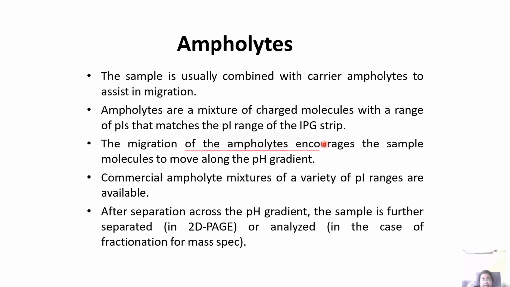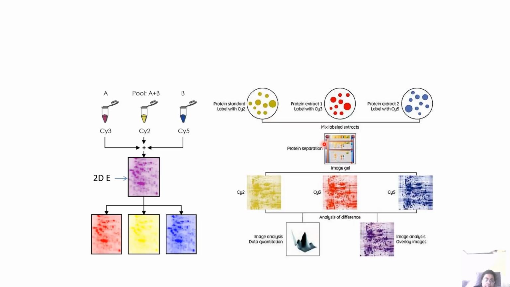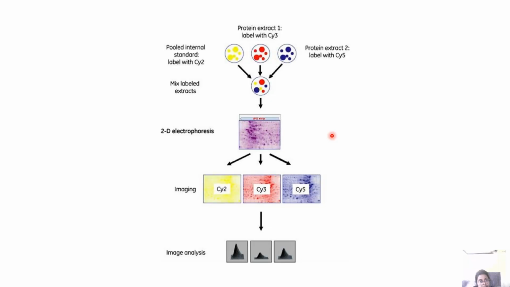After separation across the pH gradient, the sample is further separated in 2D PAGE or analyzed in the case of fractionation or mass spec. So the application can be to study the entire protein content of an organelle or bacterium to identify and determine differential abundance of proteins for various downstream applications like biomarker discovery. It can also be used to examine post-translational modifications of proteins like phosphorylation, methylation, glycosylation, acetylation, etc., and for fractionation of proteins or peptides prior to mass spectrometry. So you can see how it's done, basically, seven different types of separation.